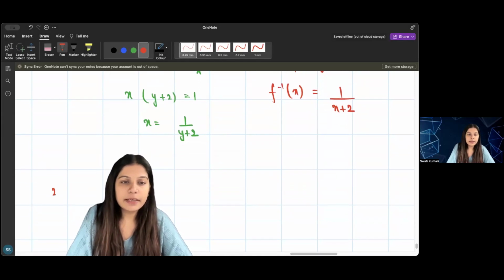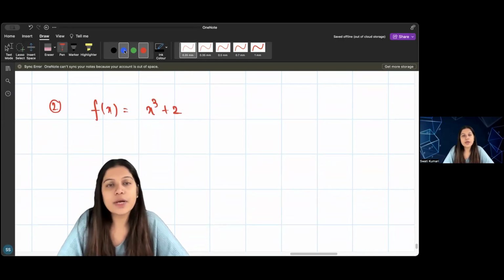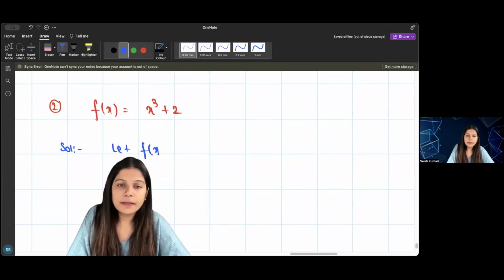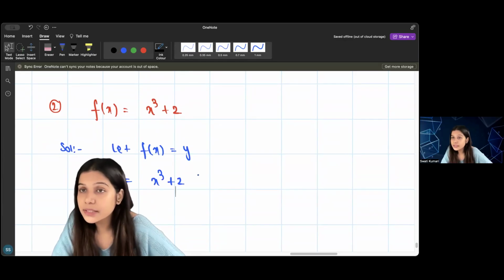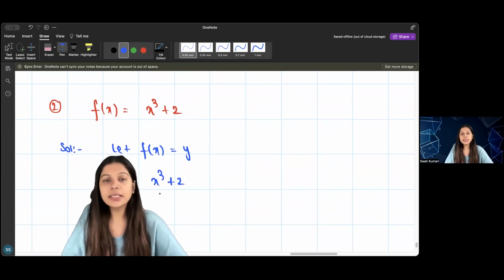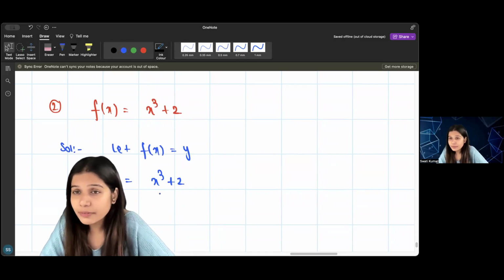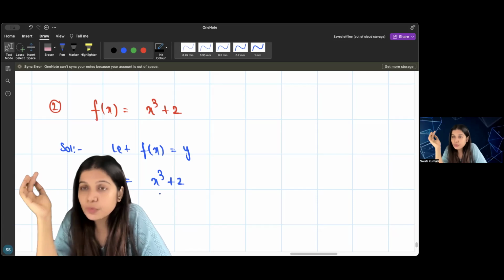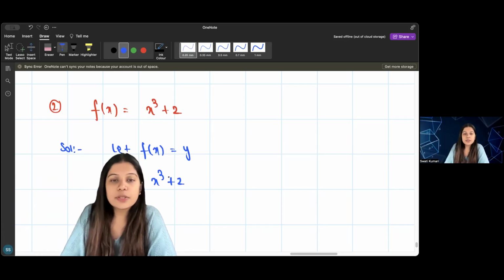So now let's say we have the second function given, f(x) equals x cube plus 2. And we have to find out the inverse of this function. As I said, we have to start with the same step. We take f(x) to be equal to y. That means this question will become y equals x cube plus 2. And now, of course, we want the value of x in terms of y. So whatever extra terms are present with the x, you shift it to the other side. So the plus 2 will become minus 2, so that you'll have only x here.